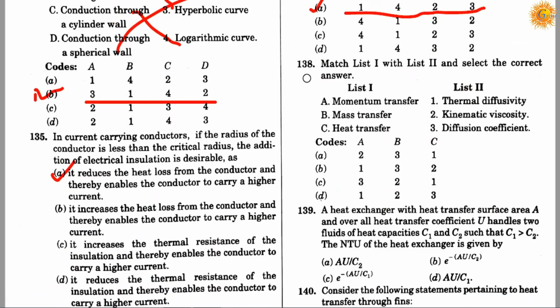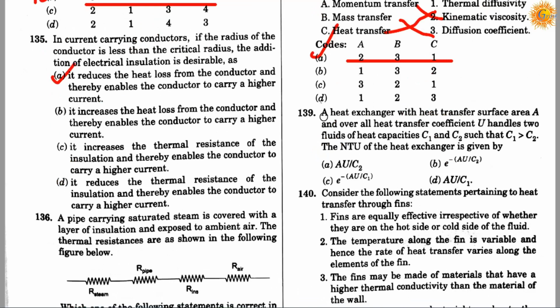Question number 138. Match list first and second and select the correct answer. In the first list, A is momentum transfer, B is mass transfer, C is heat transfer. So the correct answer is A, and according to A, momentum transfer belongs to kinematic viscosity, mass transfer belongs to diffusion coefficient, and heat transfer belongs to thermal conductivity.